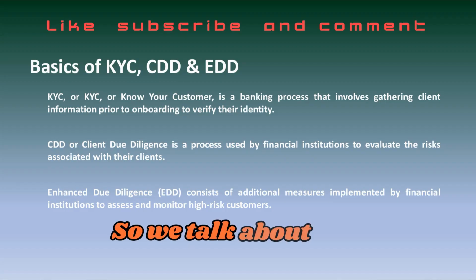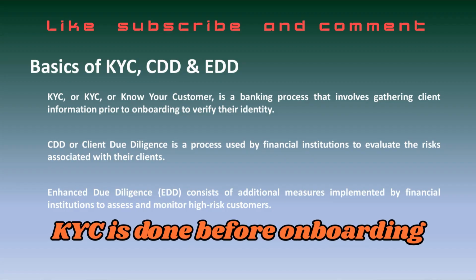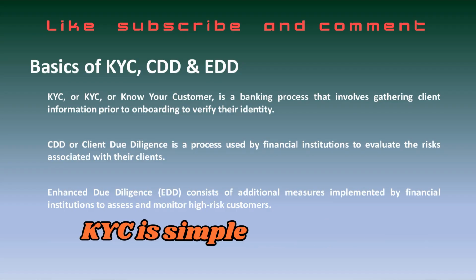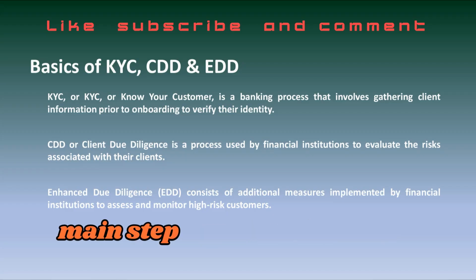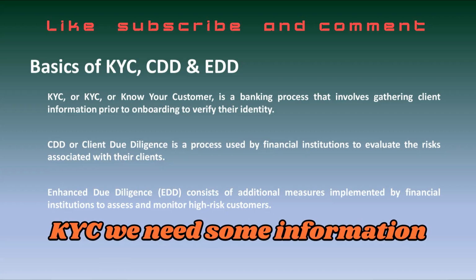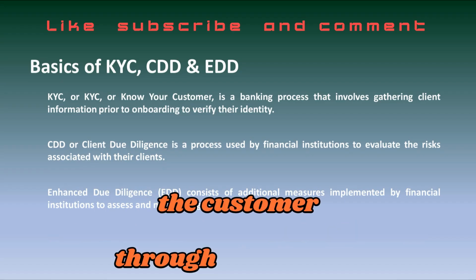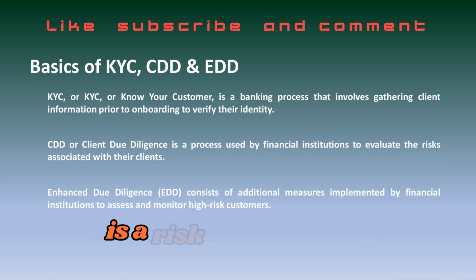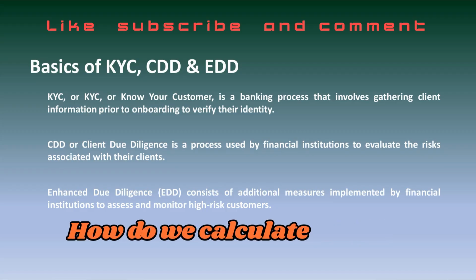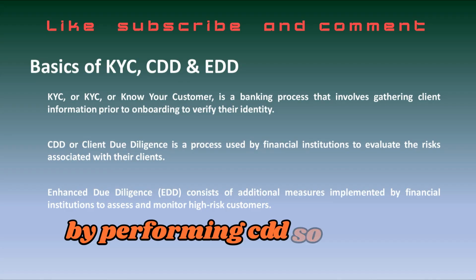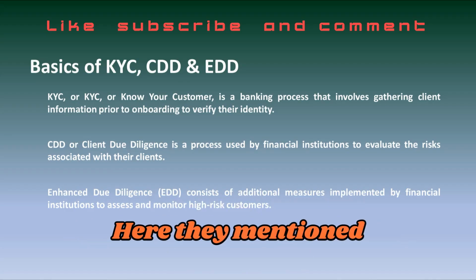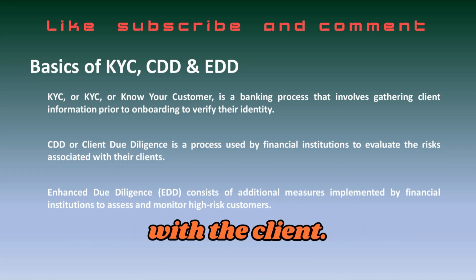So, talking about KYC: KYC is done before onboarding a client. KYC, CDD, EDD. KYC is simple, but the first main step in order to perform KYC is that we need some information, which we will gather from the customer through the application form. And CDD is nothing but, as I mentioned, there is a risk involved. So how do we know the risk? How do we calculate the risk? By performing CDD. You need to highlight the words evaluate the risk. Here they mention: evaluate the risk associated with the client.